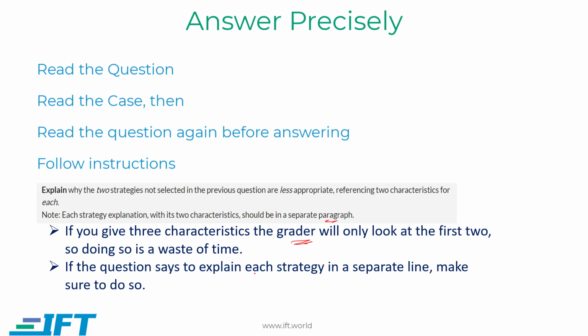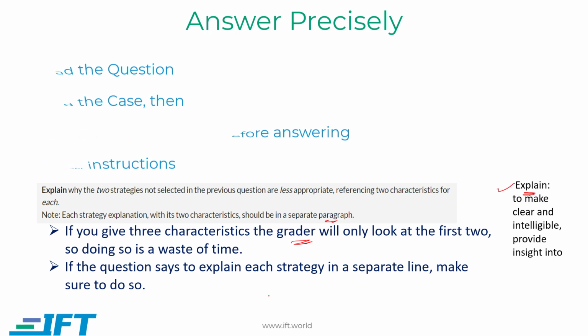If the question says to explain each strategy in a separate line, make sure you do so. You have to be able to answer these lost command words. These lost command words are given on the CFA website. For example, explain means to make clear and intelligible, provide insight. So make sure that you address this word, answer precisely, and do not write extra.